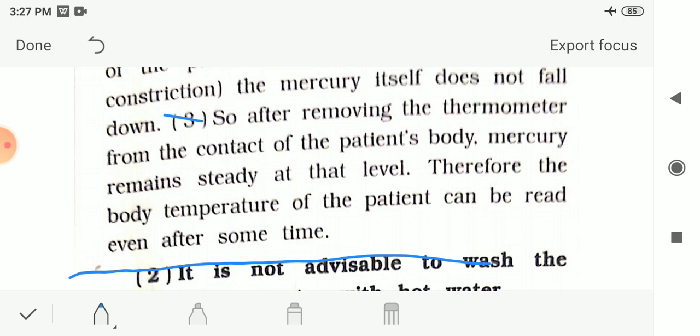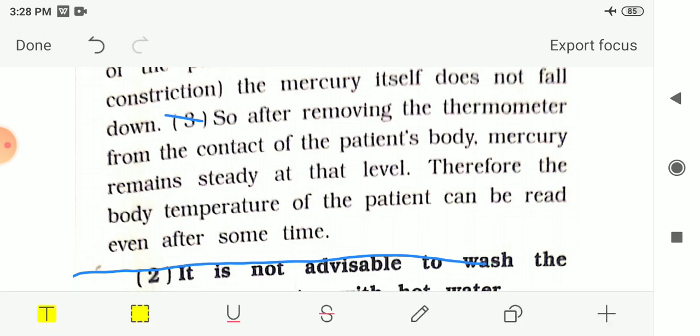The mercury rises in this tube while measuring the temperature of the patient, and due to the kink, the mercury level does not fall down. Even after removing the thermometer from the contact of the patient's body, mercury remains steady at that level. So even after some time, you can read the temperature of the person or patient. So this is why the kink is present in the clinical thermometer.